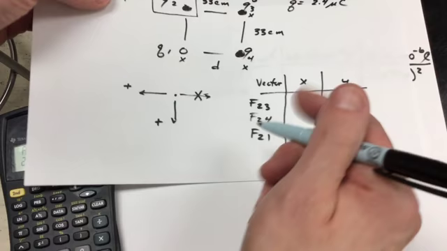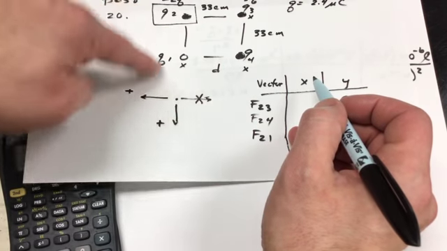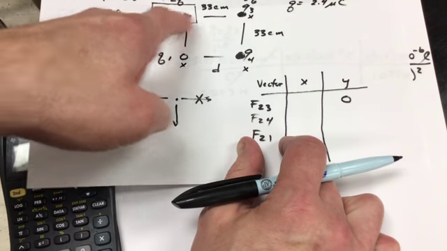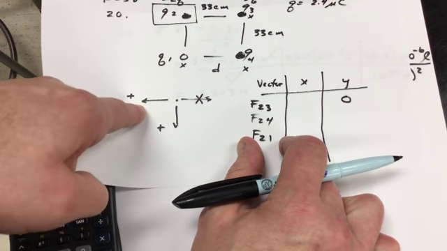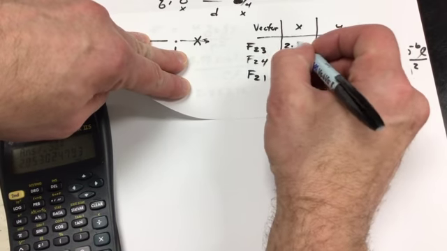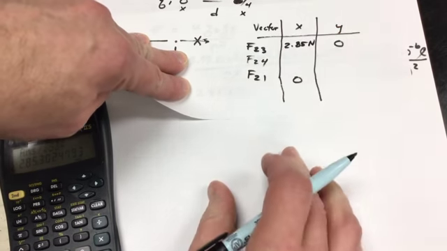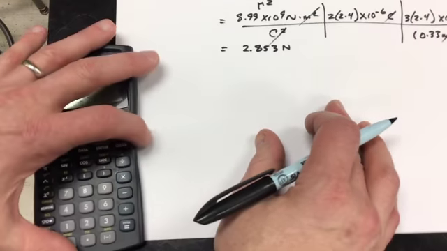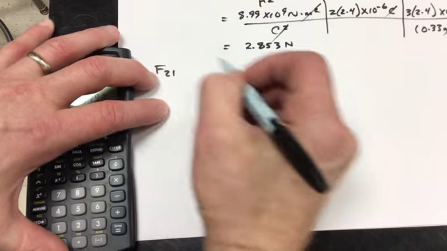Okay, so 2.853, and now based on our coordinate system, this is going to be a repulsion. It's going to be going then to the left. I've assigned that the positive direction, so I'm going to put in 2.85 newtons for my x coordinate on force vector 2, 3. Let's do the other easier one, which is F21.